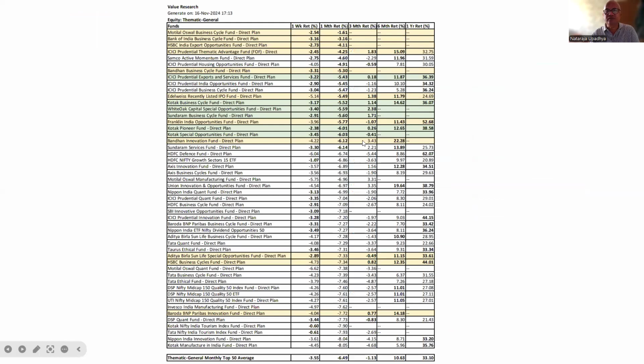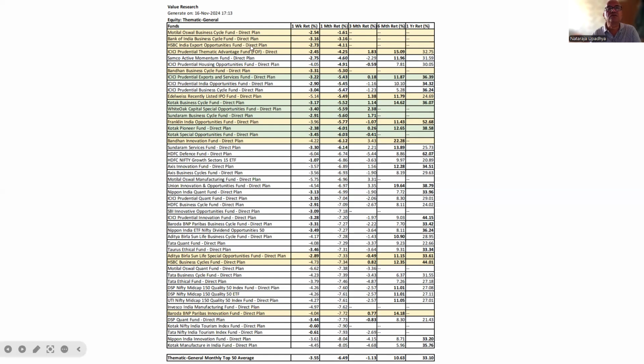We are moving now to Thematic General. They gave 33.10% annual return. This is the top 50, and first 3 timelines are negative. The best return among the green ones is 38.58 by Kotak Pioneer Fund. Other greens are ICICI Prudential Exports and Services Fund, Kotak Business Cycle Fund, White Oak Capital Special Opportunities Fund, Sundaram Business Cycle Fund, Kotak Special Opportunities Fund.